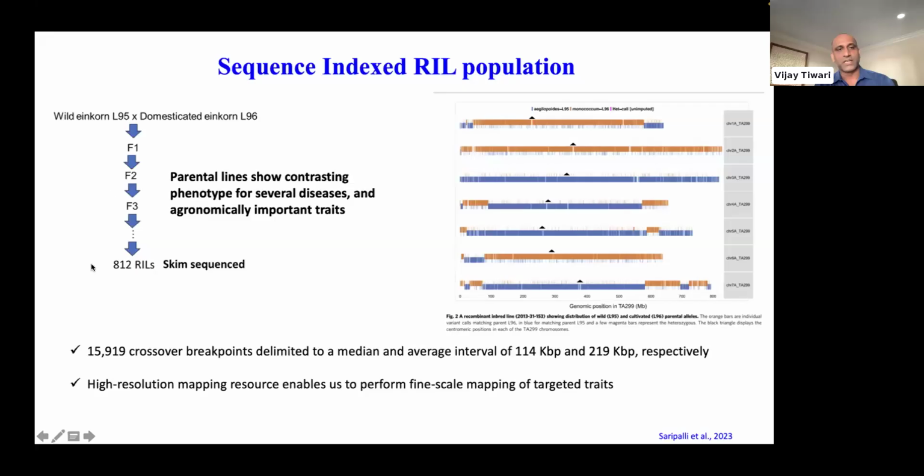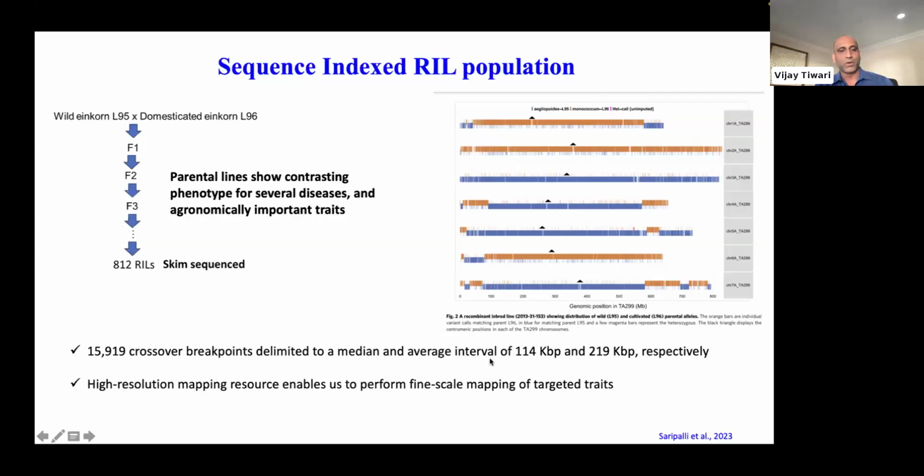We used single seed descent, and we have about 1,600 RIL lines for this population, but we sequenced about 812 RILs using skim sequencing. And because the parental lines have sequence information, we can always go back and identify the parental SNPs and their distribution in the RIL population. So this figure is showing the distribution of parental alleles in the RIL population.